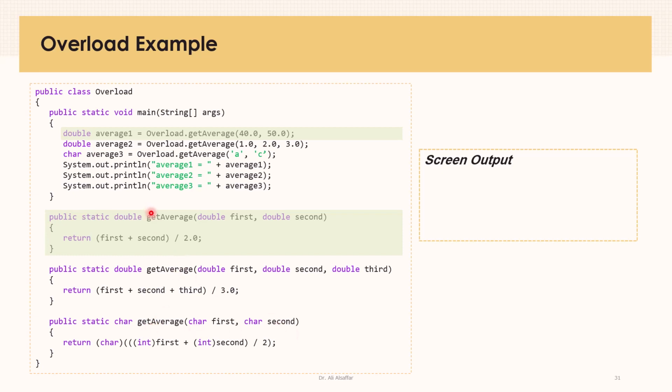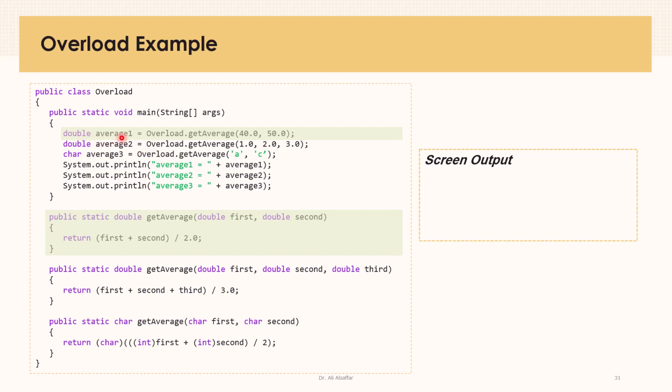Notice that all of them have the same name, but the compiler distinguishes between them by the parameters. Here, the first definition has two double input parameters. The second definition has three double input parameters. And the third definition has two character parameters. So when we call one of these methods, the compiler tries to match the parameters to select the appropriate method. Let's go over the program.